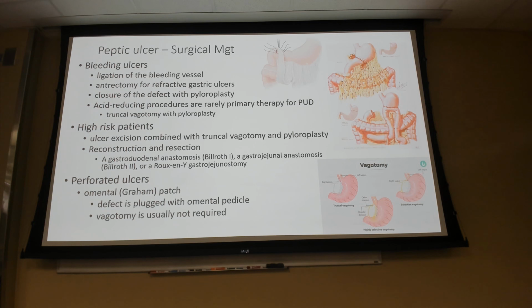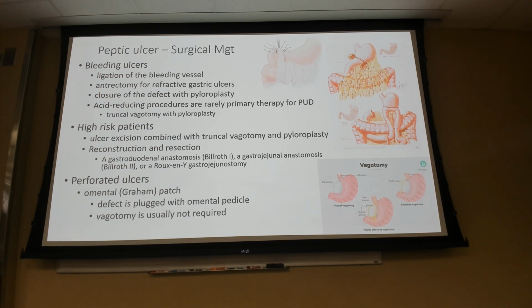And then here are some of the different procedures that we can use for this. We can do just ligation of the bleeding vessel, they can do an antrectomy, and sometimes, if it's in the duodenum, you can just use pyloroplasty, which is basically just putting a patch on it, like an omental patch, and patching it up. So that's typically for the duodenum. If it's gastric, then we typically require a more invasive procedure.